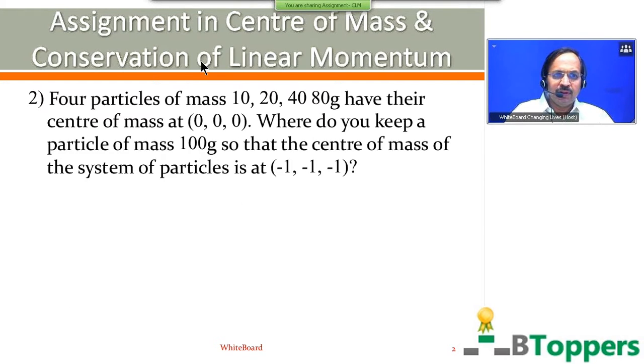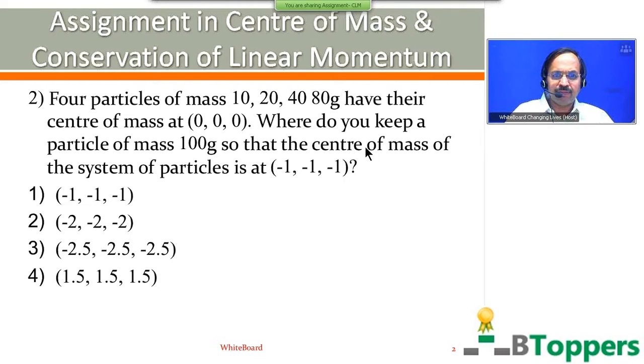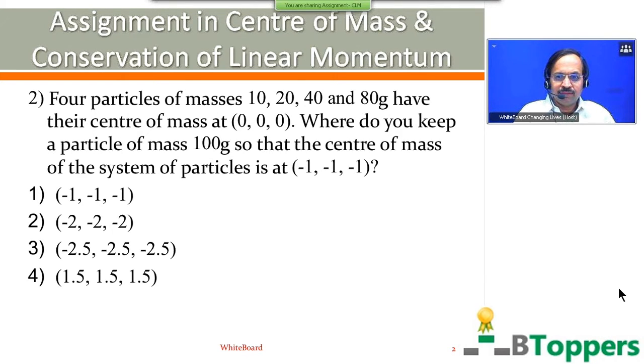Look at the question number 2. 4 particles of masses 10, 20, 40, 80 grams have their center of mass at 0, 0, 0. Where do you keep a particle of mass 100 grams so that the center of mass of the system of particles is at -1, -1, -1? Come on, try this question.